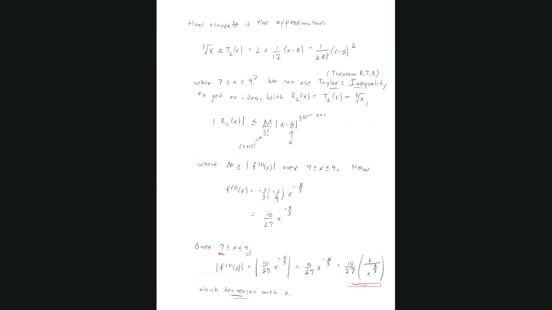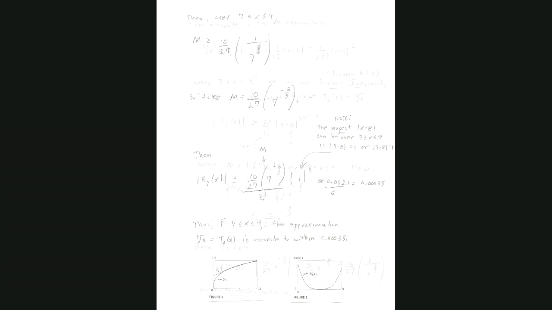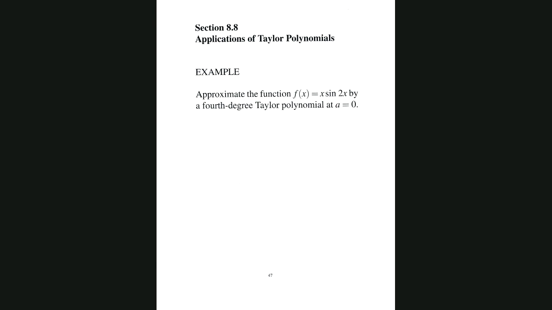Okay, well, let's continue into our section 8.8. In this example, I want to approximate the function f of x equals x times the sine of 2x by a fourth degree polynomial at a equals 0. Okay, let me give you a chance to copy that down.